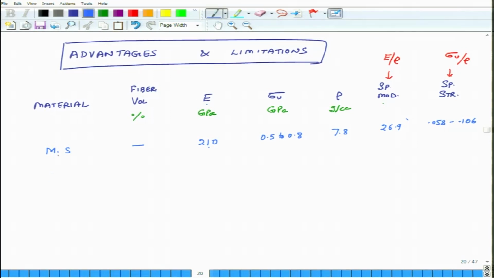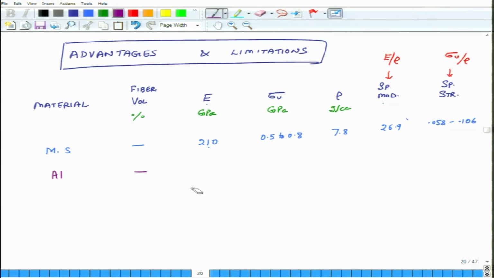Now, let us look at another metal. So, mild steel is a metal, let us look at aluminum. So, aluminum is again no volume fraction, modulus is about 78 GPa.